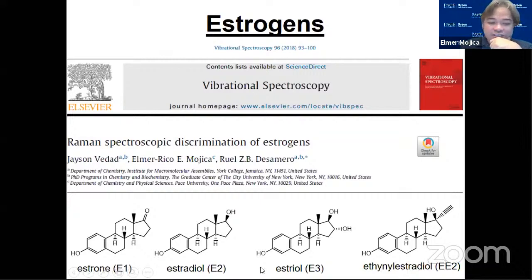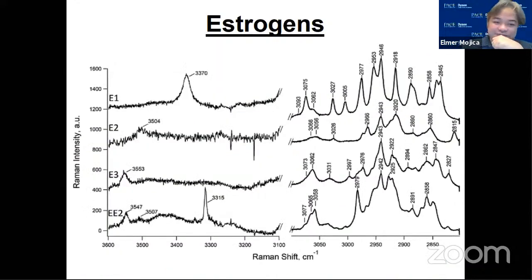So I noticed this estrogen. These are hormones. And I looked at this: oh, I have a ketone here, I have a hydroxyl here, I have a diol here, and then I have a hydroxyl here and a triple bond. So maybe I can differentiate them using Raman. And that's what we did. It took us over a year to come up with this slide here.